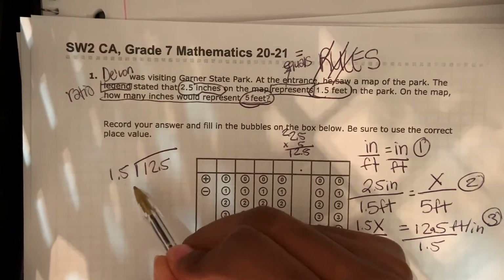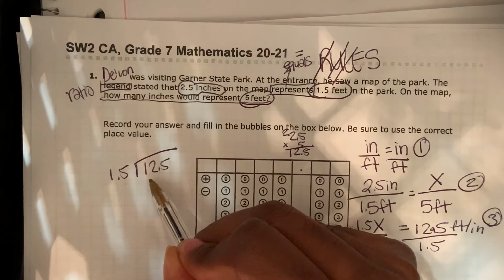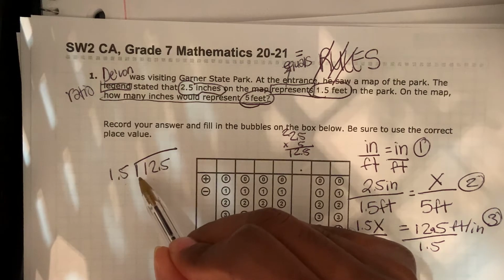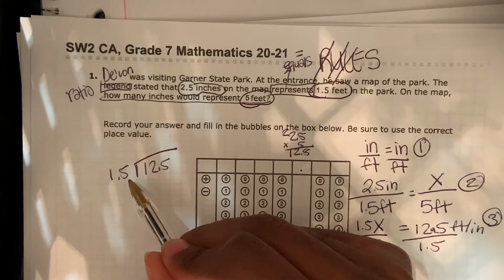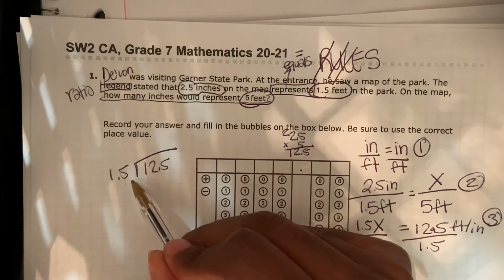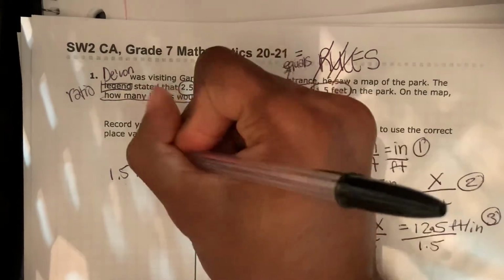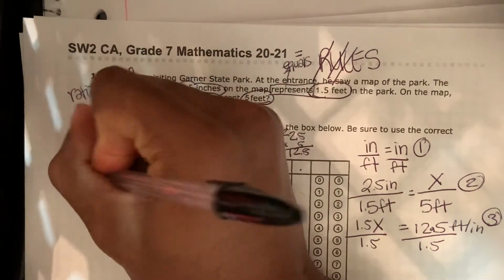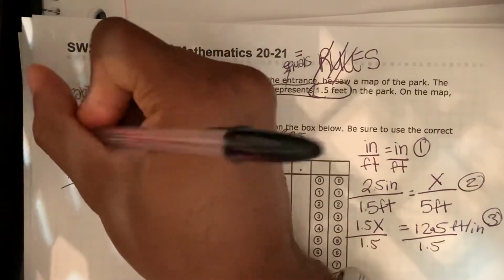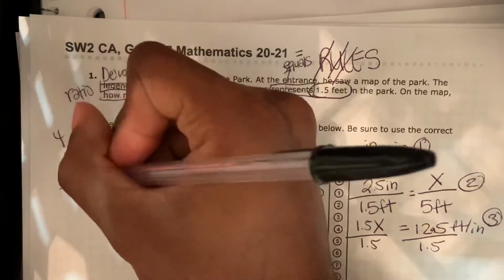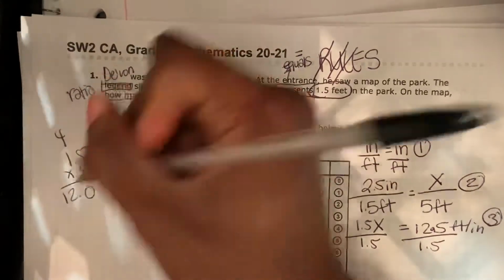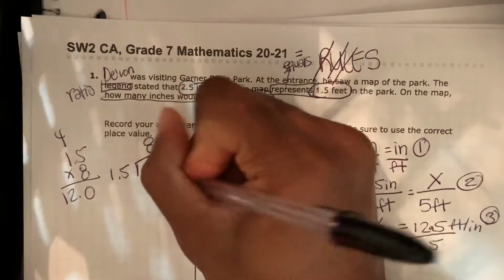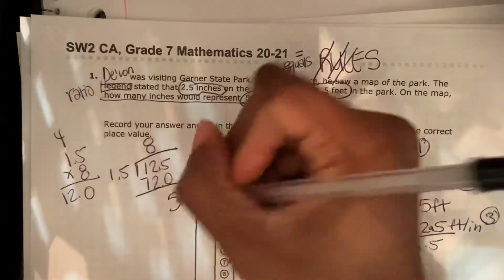So 1.5 goes into 12. Let's see. 6 would be 3, that would be 9. Let's try 7. That would be 5. Let's try 8. All right, so 1.5 times 8. 8 times 5 is 40. Carry the 4. 8 times 1 is 8, plus 4 is 12. Okay, so 8 works. 12.0. That's going to give us 5.